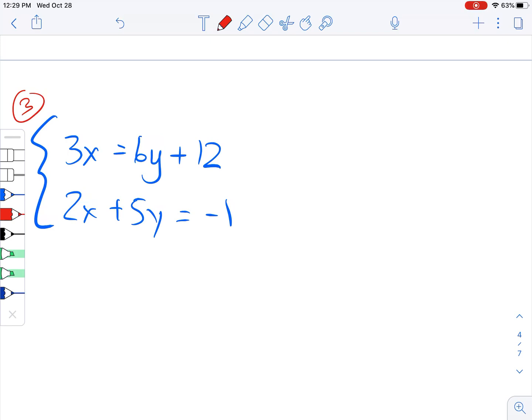For starters, we're looking at 3x equals 6y plus 12, 2x plus 5y equals negative 1. There's a couple options here. It's pretty cool. First, we'd want to line up our x and y values.